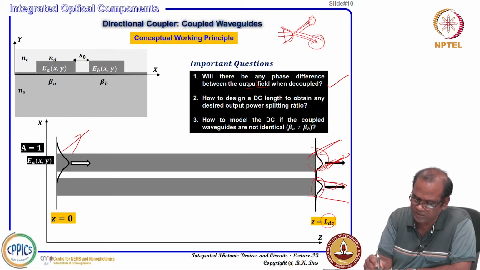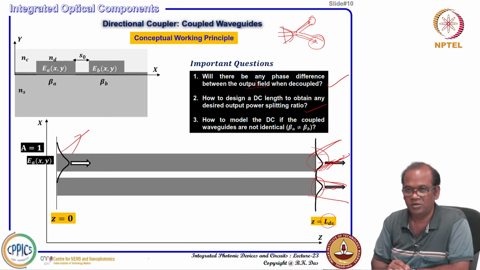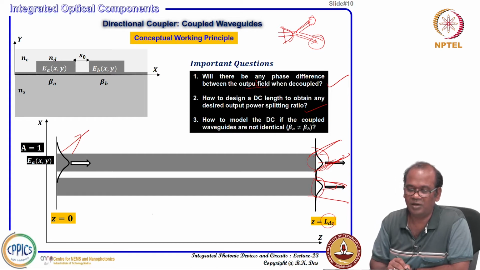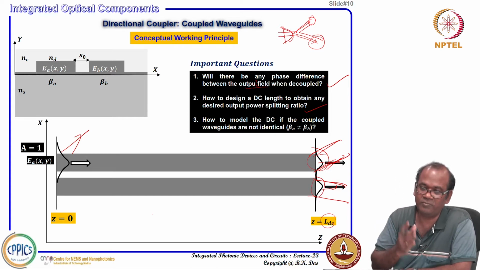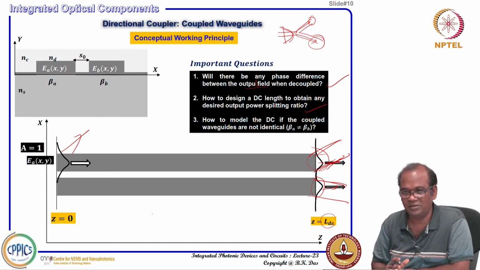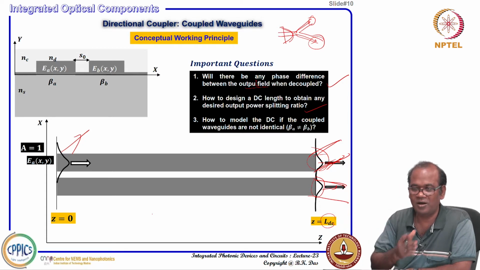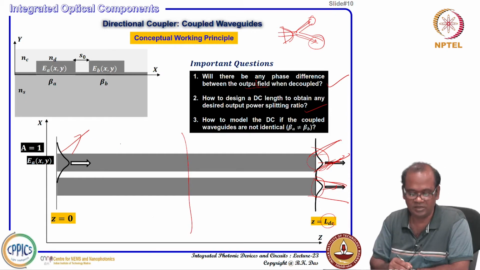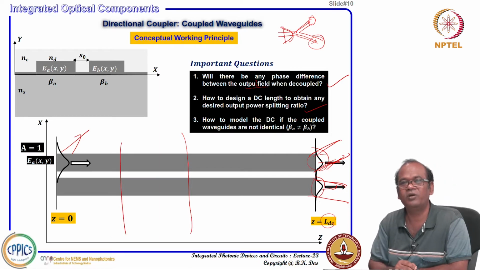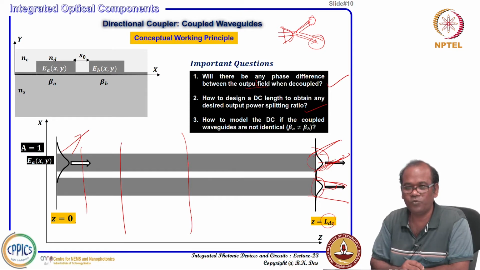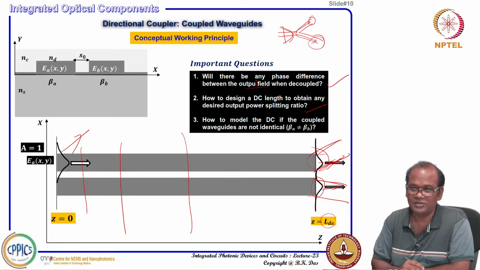Now, how to design a DC length to obtain any desired output power splitting ratio? Suppose I consider 3 dB, I need 50%, 25%, can I just cut linearly? Is that the right thing? If this is LC, complete coupling, and you make a half, 50%, and another half, then it will be 25%, another half, then it will be 12.5%. Does it work that way? Really, is that linear?